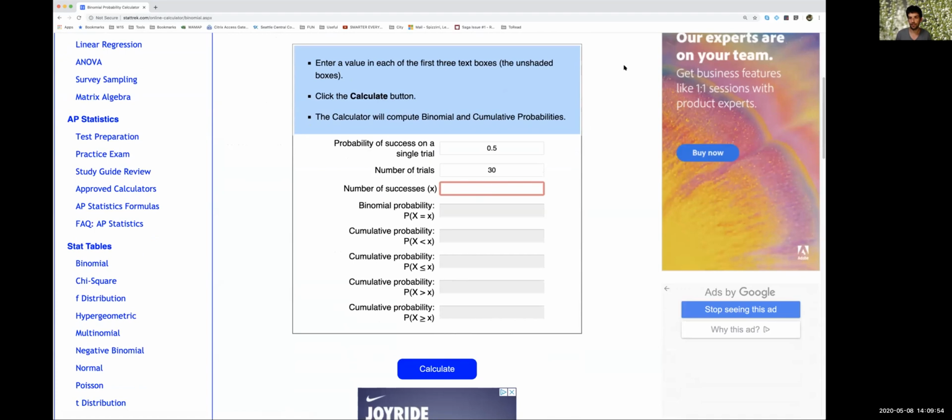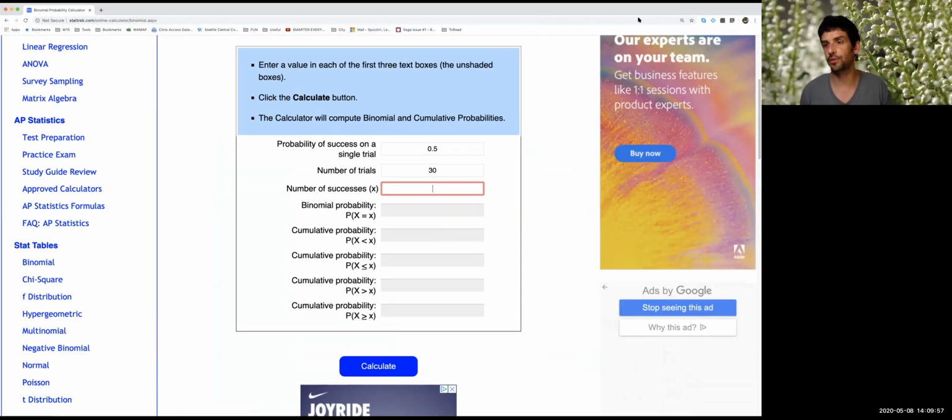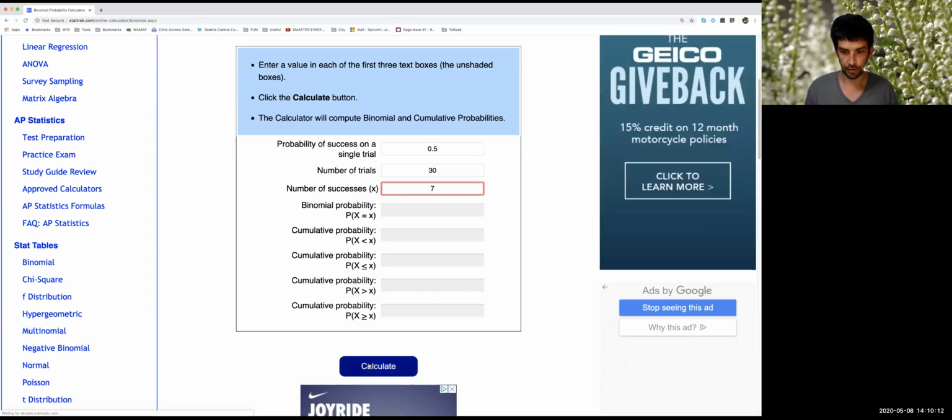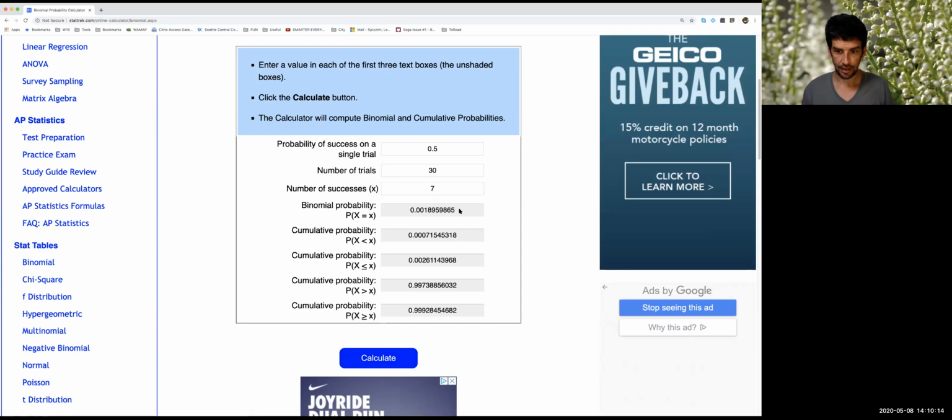And notice what it asks for. Exactly the things we said we needed to know. The probability of success on a single trial, I've already put in 0.5. The number of trials is 30, okay? So we were asking questions about the number of successes, and I wanted to ask about 7. So I'm going to calculate, and we see all of our response, all of the values we need here, right? So let me just mark off the particular ones we wanted to compute.